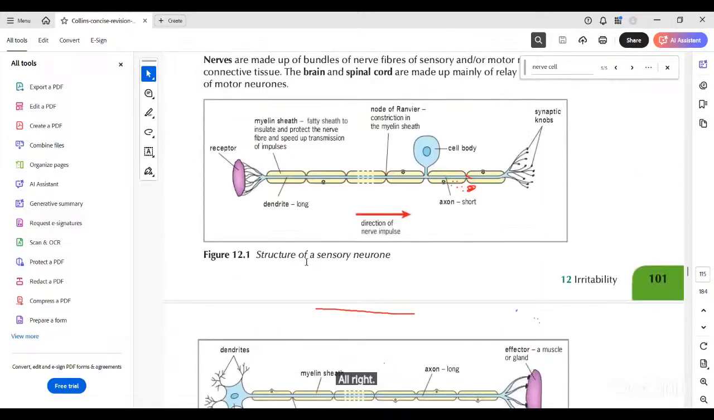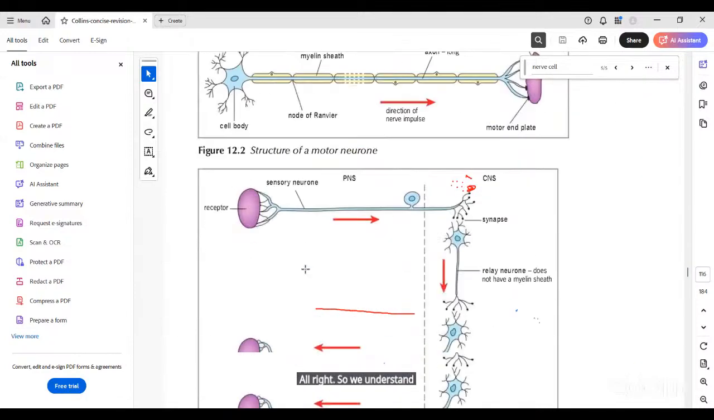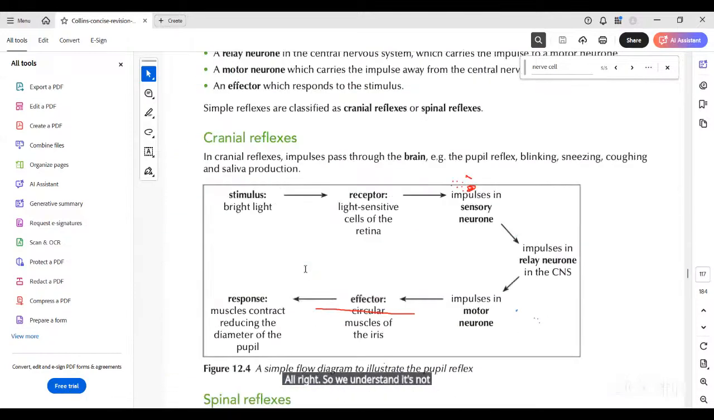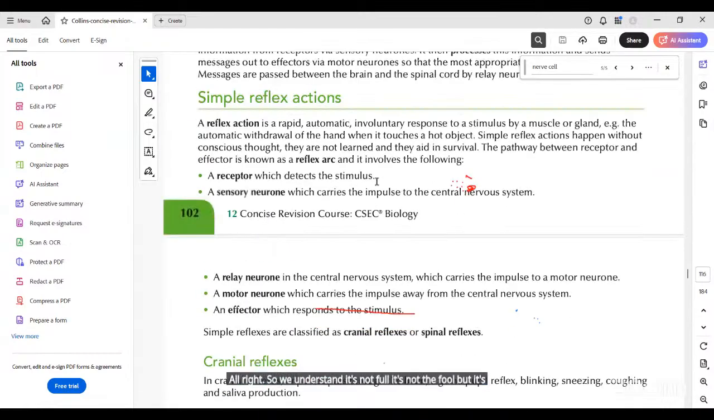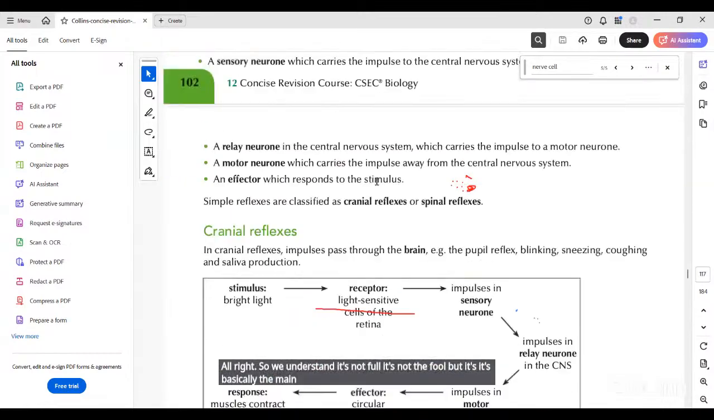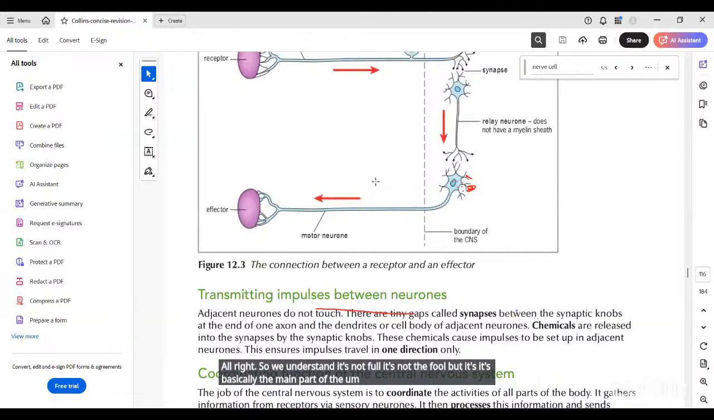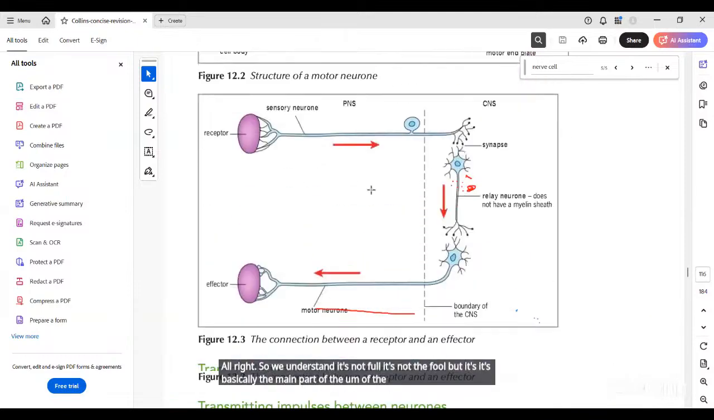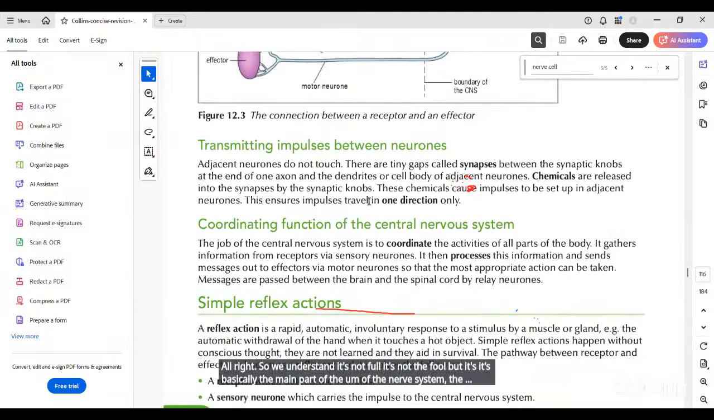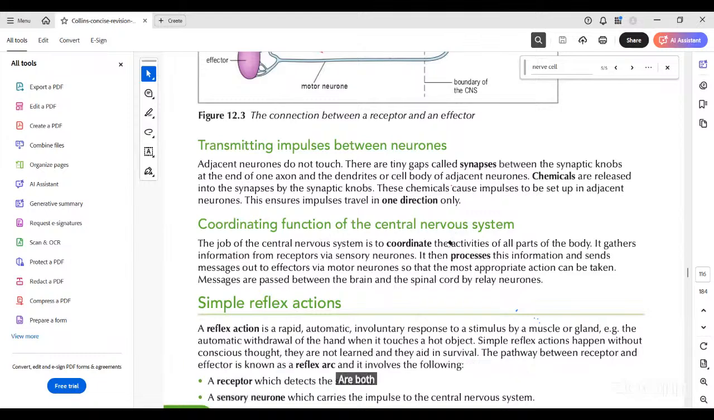All right. So we understand it's not the full thing, but it's basically the main part of the nervous system, the diagrams. Let me see if I can take this off the screen. How about simple reflex action? What are reflex actions?